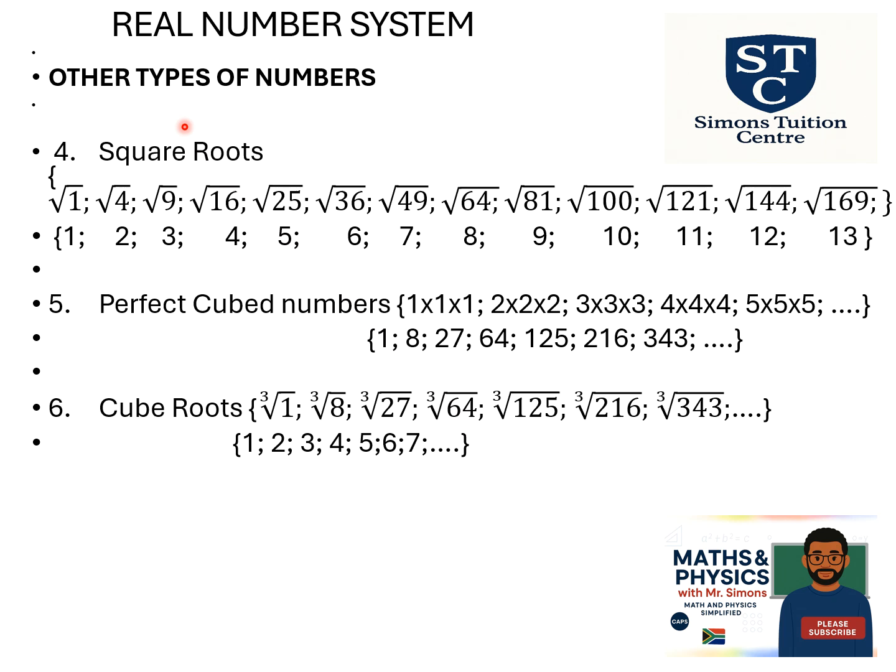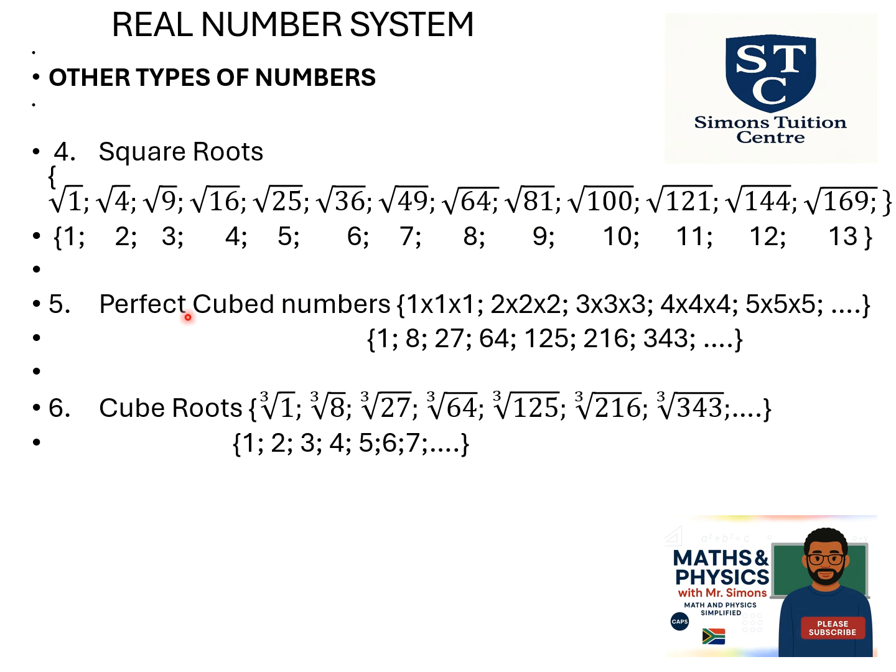Right? Square roots of those numbers, and we need to know the first 13 square roots. So square root of 1, 4, 9, 16, 25, 36, all the way to 169. I need to know the square roots of 1 up to number 13. 13 times 13 is 169. 12 times 12 is 144. 8 times 8 is 64, etc.